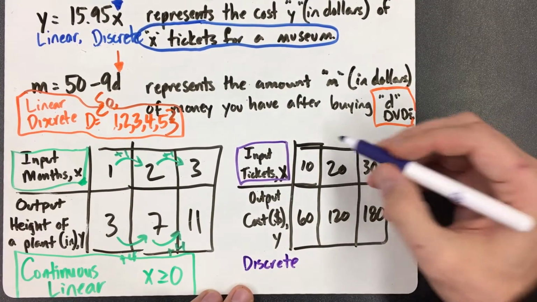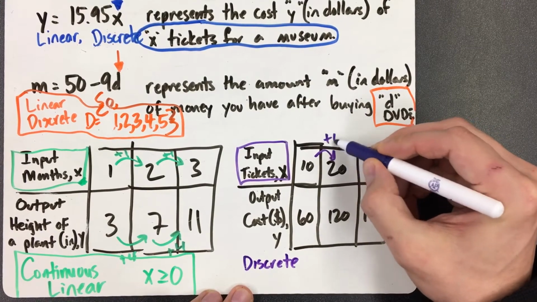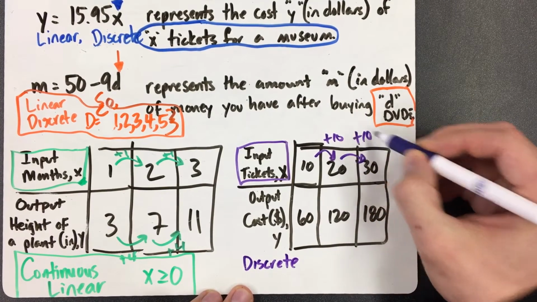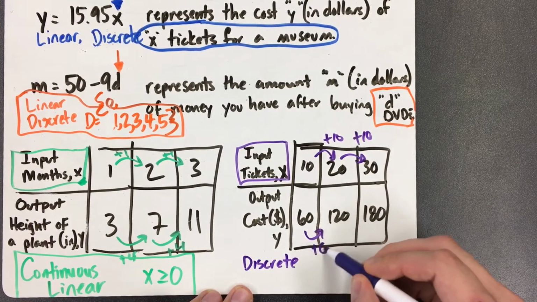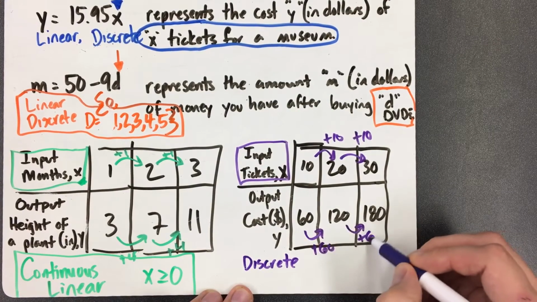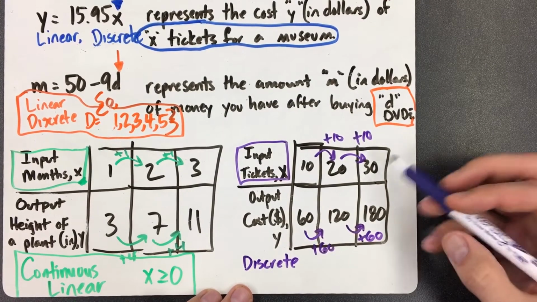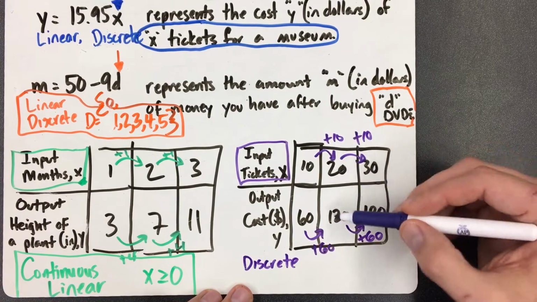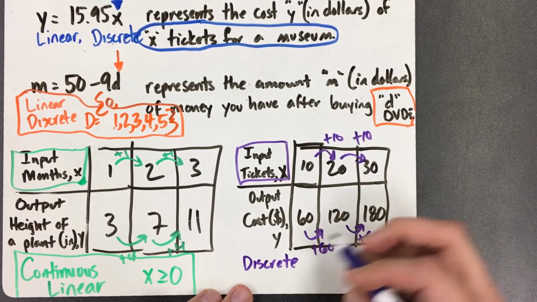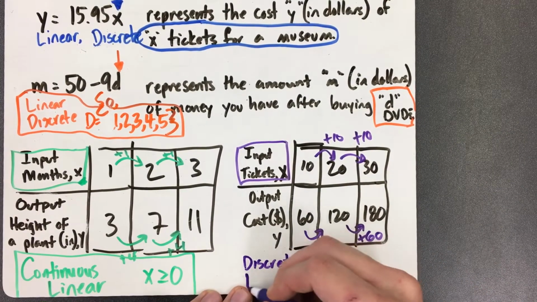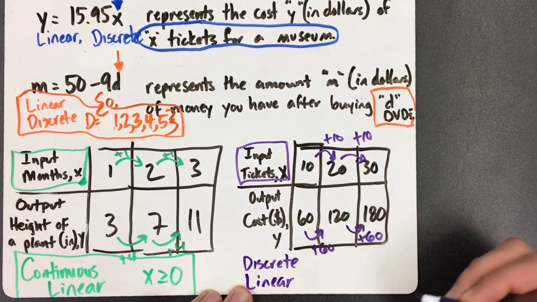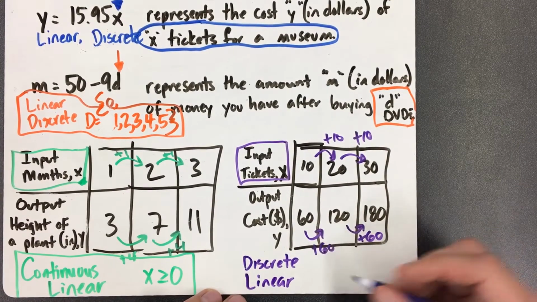So this is discrete. Now, it is linear though, because look, for every 10 tickets you buy, the cost goes up $60. So it's obvious here that tickets cost $6 a piece, right? 10 times 6 is 60, 20 times 6 is 120, 30 times 6 is 180. So this is linear because it did have a consistent rate. It's $6 a piece, but it is discrete.